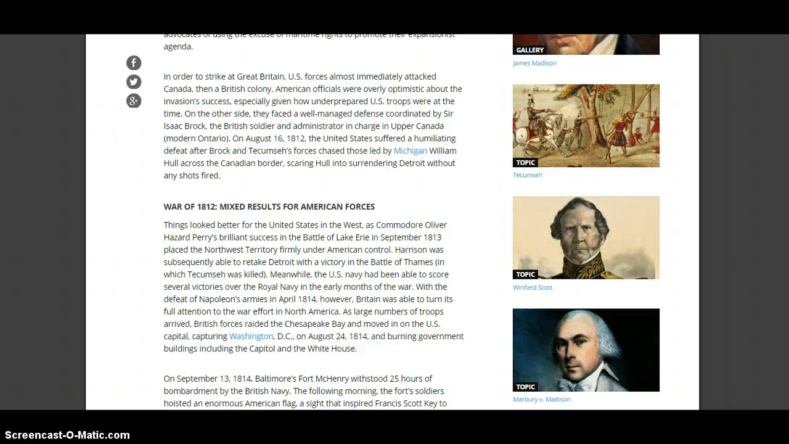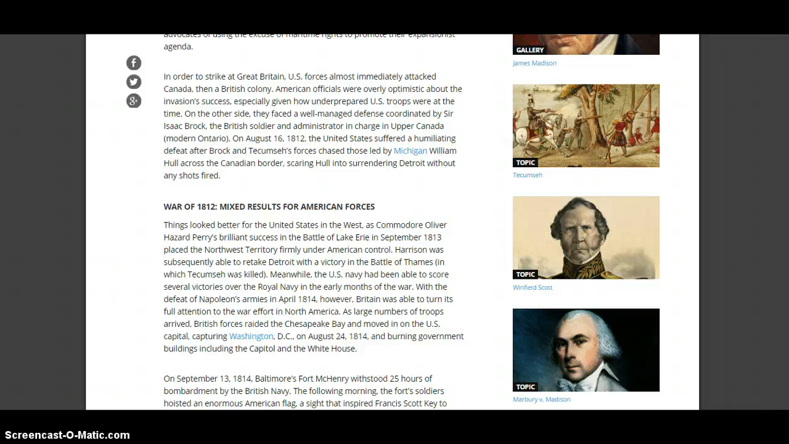Meanwhile, the United States Navy had been able to score several victories over the Royal Navy in the early months of the war. With the defeat of Napoleon's armies in April 1814, however, Britain was able to return its full attention to the war effort in North America.